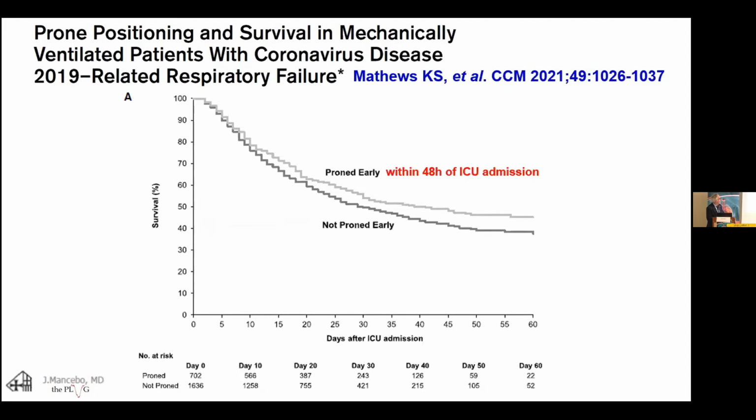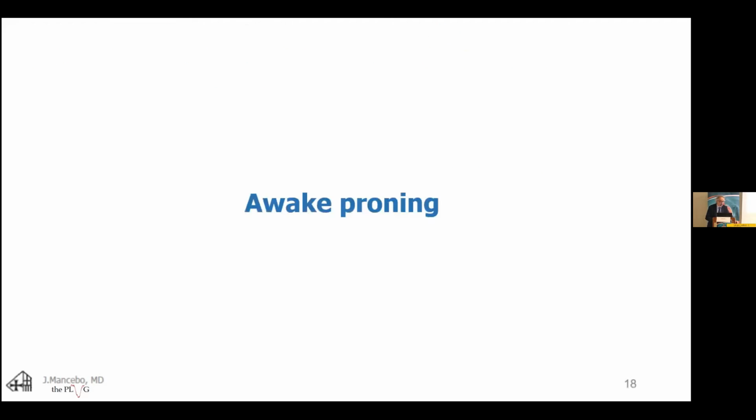Now, again, in these patients, this reproduces the data obtained in traditional ARDS: when you prone early, within 48 hours of ICU admission, as compared to not proning early, there is a significant benefit in terms of mortality. So again, this indicates that when you have to prone patients, you have to do it as early as possible.